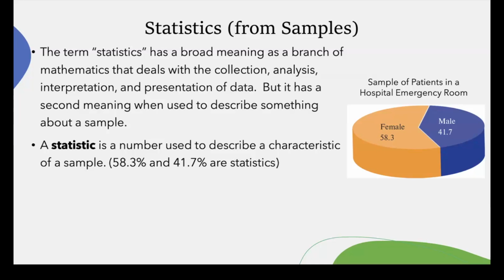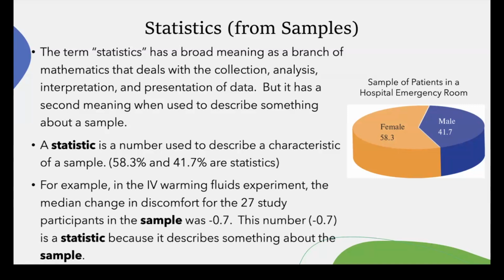Used in the singular, a statistic is a number that's used to describe a characteristic of a sample. So yes, we have the broad term statistics to represent the entire branch of mathematics and this course as a whole, but we also have this single number. A statistic is a number used to describe the characteristic of a sample. So here, in this sample of patients in a hospital emergency room, 58.3 is a statistic. It represents the females, and 41.7 is a statistic that represents the males.